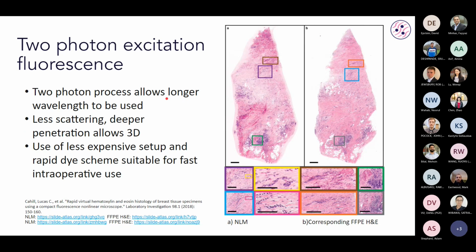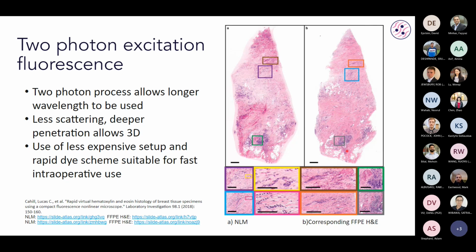This paper here is essentially another interoperative use case, whereby they've developed a staining scheme and a microscopy setup, which is again quite quick and easy to set up. So this is a particular rapid dyeing scheme that can be done again in the scale of 3 to 5 minutes, and uses again a virtual staining to transform the fluorescence imaging from these dyes into a H&E equivalent.